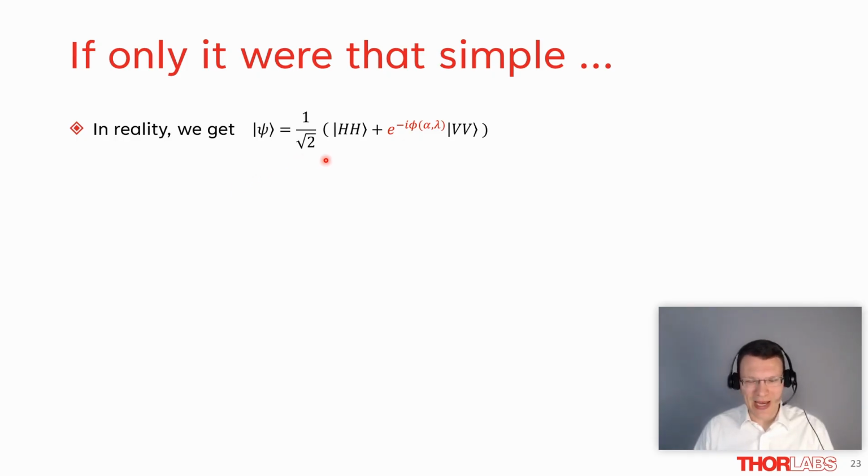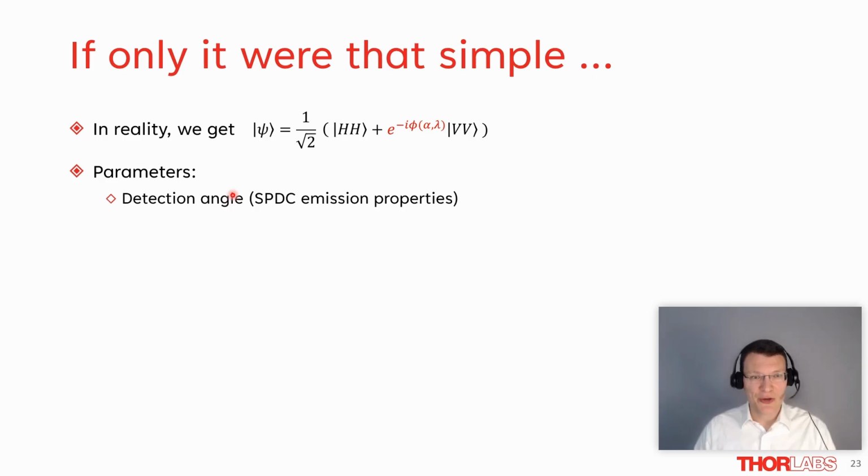Primarily, what you're creating with these crossed BBOs is not HH plus VV, but HH plus a certain phase term plus VV. Now, what is that phase term? That depends on two things. First of all, the detection angle.